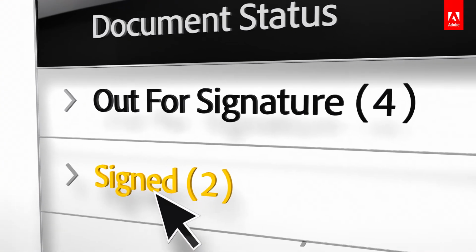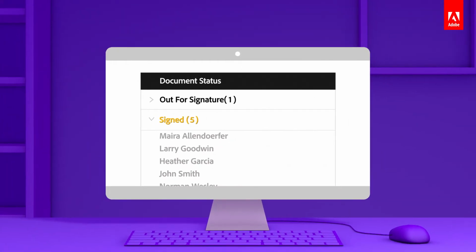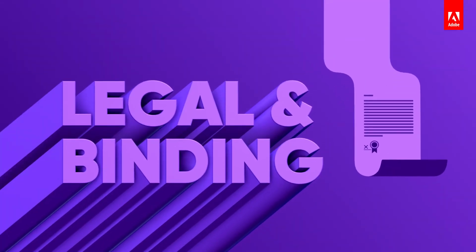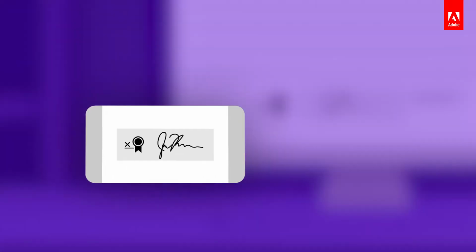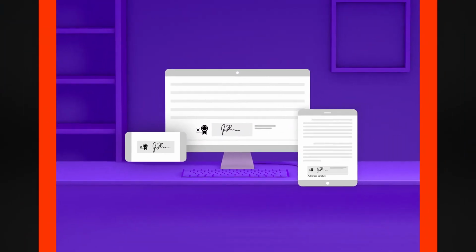Digital signatures are also convenient, much faster than collecting or verifying a signature in person, and recognized as legal and binding around the world. With Adobe Sign, you can safely gather digital signatures from any device, anywhere, with no paper, no pen, and no slowing down.